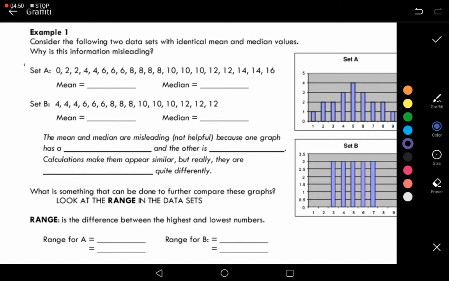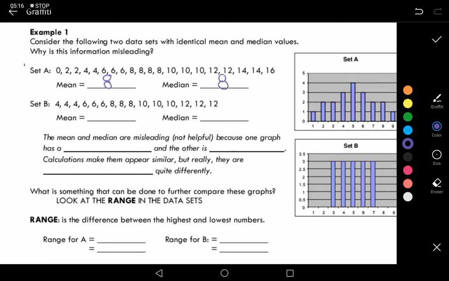1, 2, 3, 4, 5, 6, 7, 8, 9, 10, 11, 12, 13, 14, 15, 16, 17, 18, 19. So there's 20 pieces of data, right? So the median, you're going to have to look at 10 and 11, which is going to be 8, right? That middle value is 8. If we add all of these together and divide by 20, we're also going to get 8.